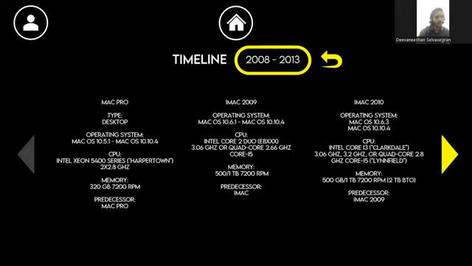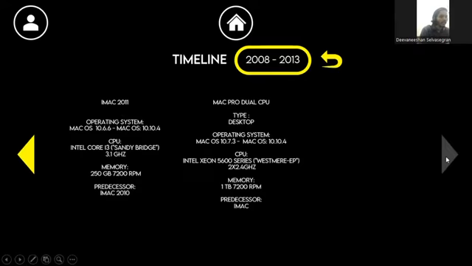And moving on, the iMac 2010. Operating system is upgraded, CPU is upgraded, and memory is the same. And then iMac 2011, operating system is the same. The CPU is upgraded, the memory is reduced to 250 GB with 7200 RPM. Mac Pro Dual CPU type is desktop, and the operating system is upgraded, CPU is upgraded, memory is 1 TB and 7200 RPM.